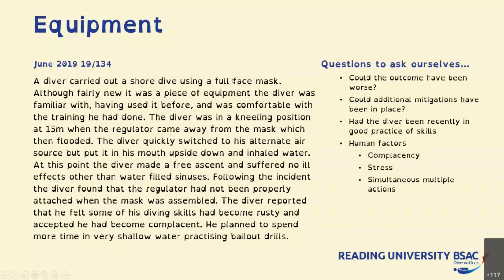So we can ask ourselves some more questions. Could the outcome have been worse? It definitely could have been. Could additional mitigations have been put in place? Ask yourself what you might have put in place that could have stopped that. And had the diver been recently in good practice of the skills? Well, they've admitted in the report that they'd become rusty and that they'd become complacent. So there are the human factors, aren't there? Complacency, stress, and simultaneous multiple actions that they're trying to do at the same time.